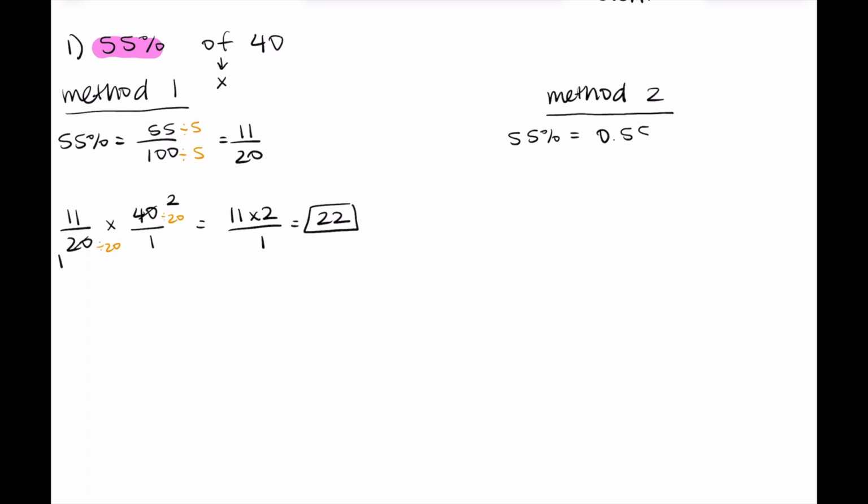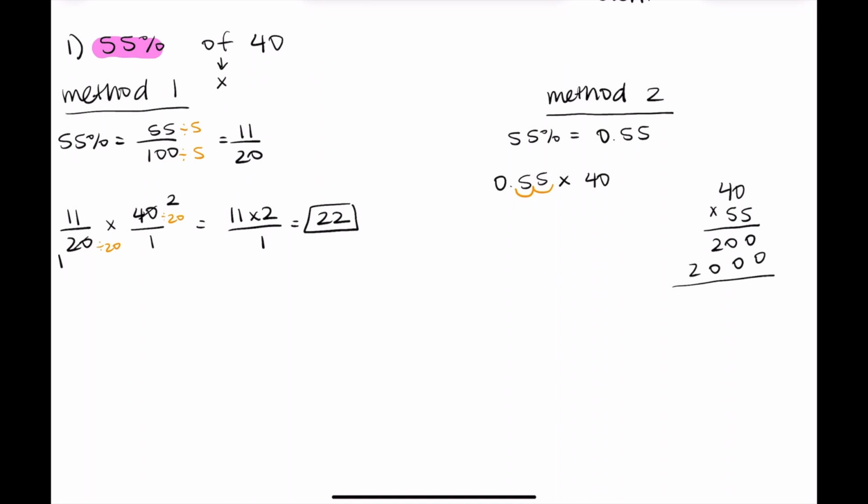Instead of converting it into a fraction here, we're going to convert that 55% into a decimal, and we get 0.55. 0.55 times 40 is what we're going to do, and our 0.55 has 2 decimal places, so we're going to put that in later. We're going to multiply 40 times 55, and when we add down, we end up getting 2200. And here we have to put those 2 decimal places back in. And when we do that, we get 22 for method 2 as well. You'll always get the same answer if we do it correctly.